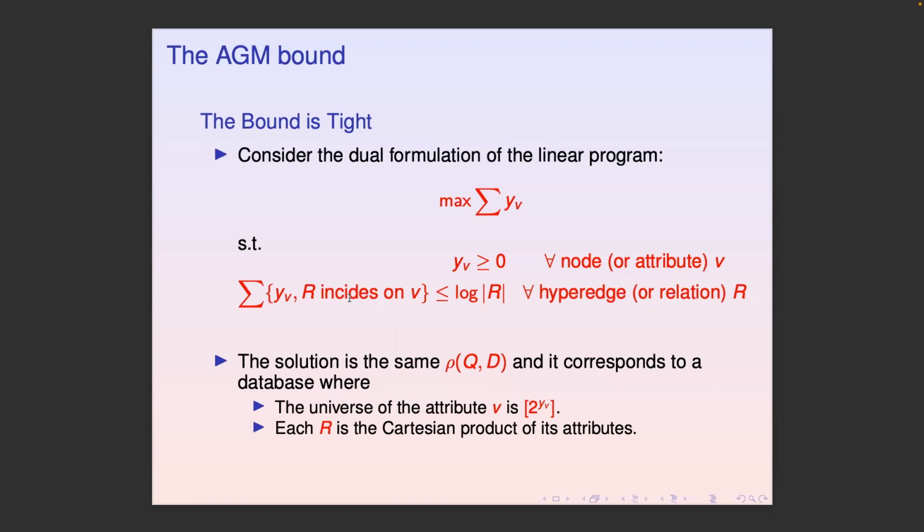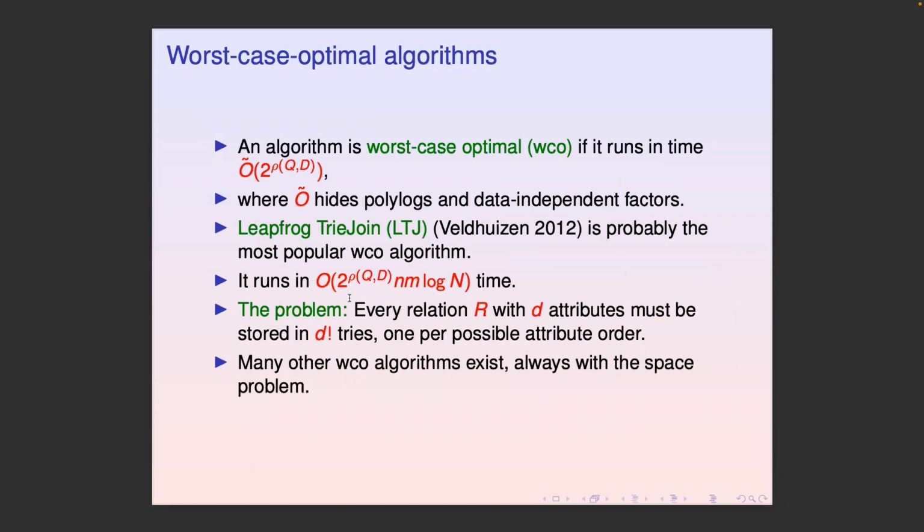So an algorithm is said to be worst case optimal if it runs in time Õ of 2 to the rho, where the tilde in the O hides polylogs as we are used to, but it also hides what's called data independent factors. For example, it can be a function of the size of the query, the number of attributes, or the size of the schema, and so on, but not related to the size of the database, only polylogarithmic.